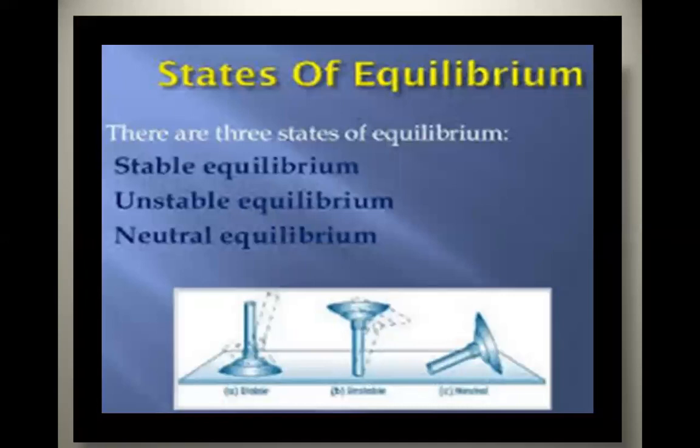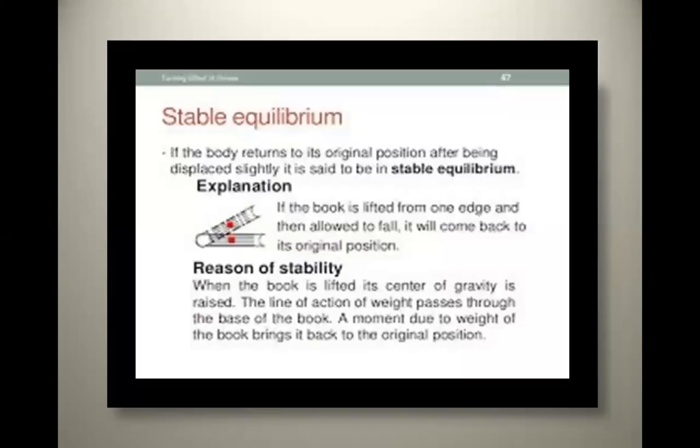Now today our topic is states of equilibrium. There are three states of equilibrium: stable equilibrium, unstable equilibrium, and neutral equilibrium. What is stable equilibrium? If the body returns to its original position after being displaced slightly, it is said to be in stable equilibrium.